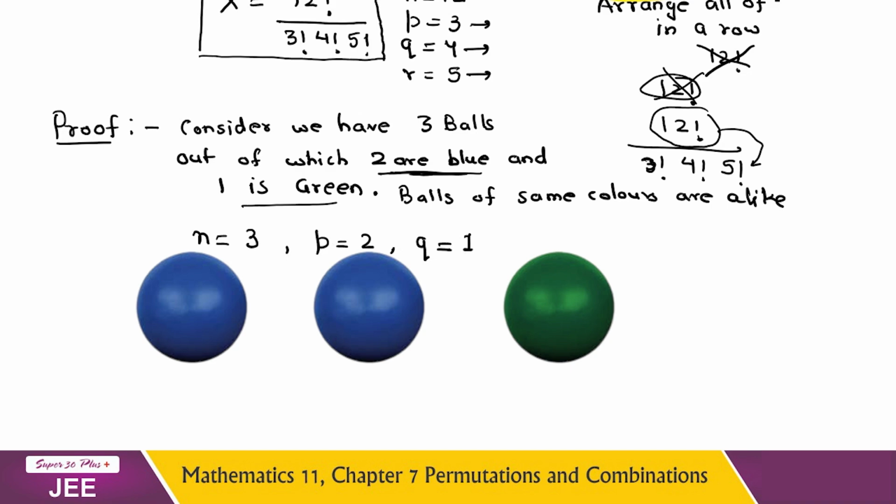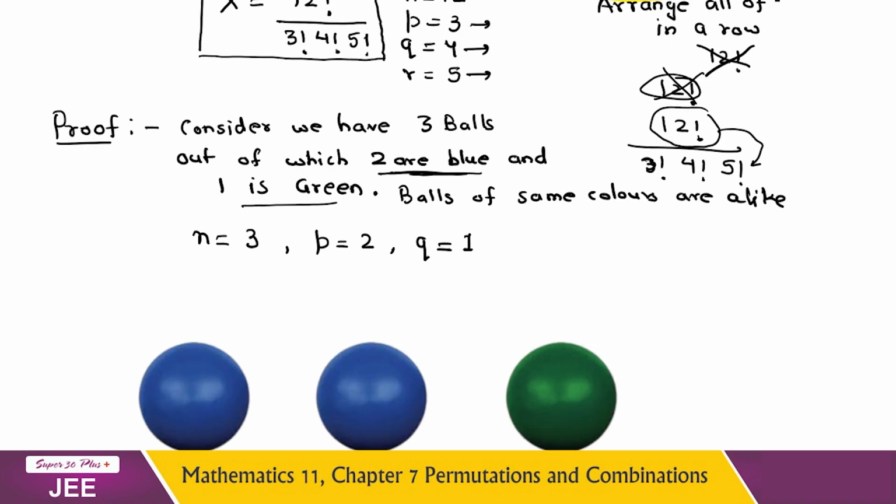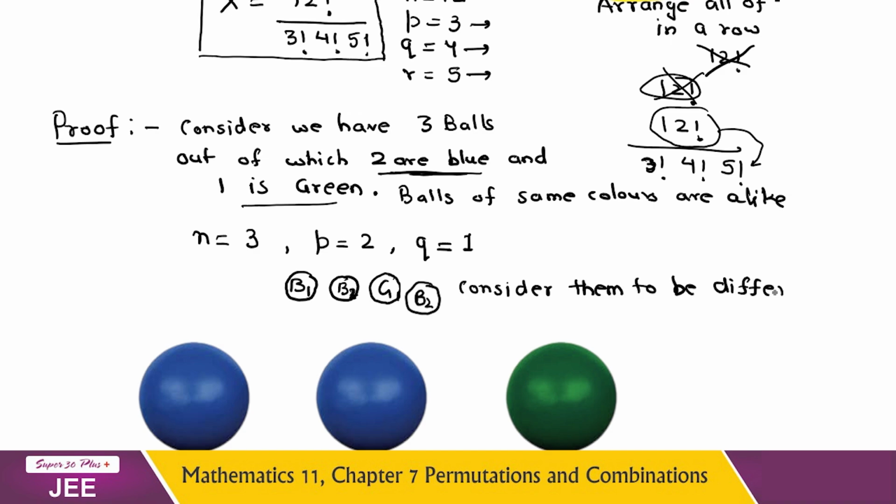So if somebody asks you, how do you arrange these 3 balls? Let me write down each arrangement. Let me define the first blue ball as B1, the second blue ball as B2, and the third ball as G, which is the green ball. I am considering the balls to be different. If the balls were different, I would write the first ball as B1, the second ball as B2, and the third ball as G.